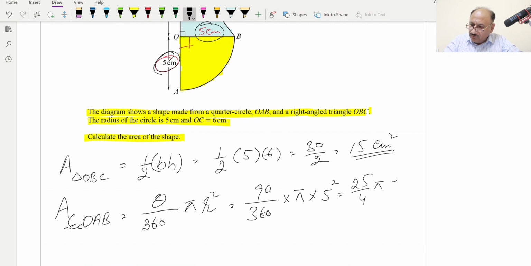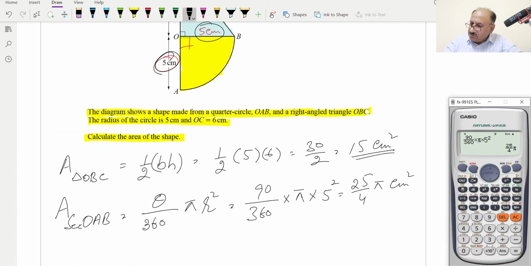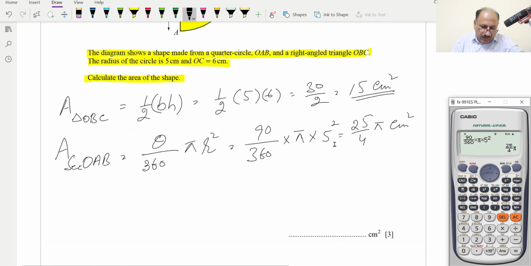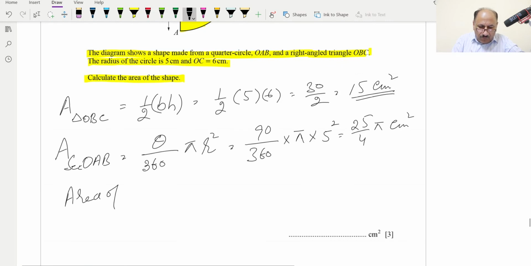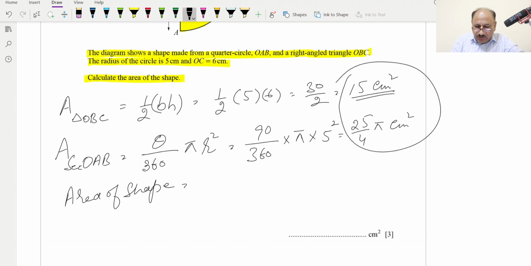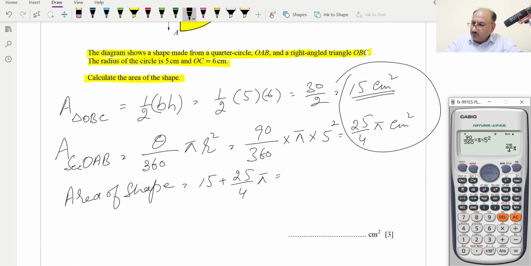I'm writing in terms of pi so that we should not lose digits of the decimal, because decimal is having long digits. So I'm using the pi value. Now we can find area of the shape, and area of shape will be addition of these two areas. So if we add these two areas, this will be 15 plus 25 over 4 pi. 25 over 4 pi is already there, so we'll add plus 15 is equal to what?